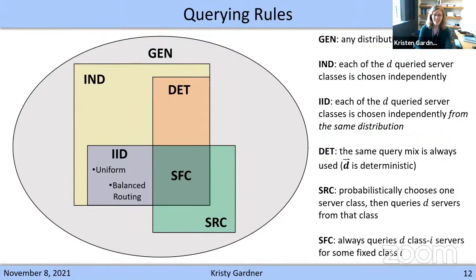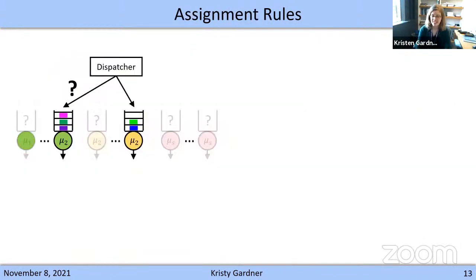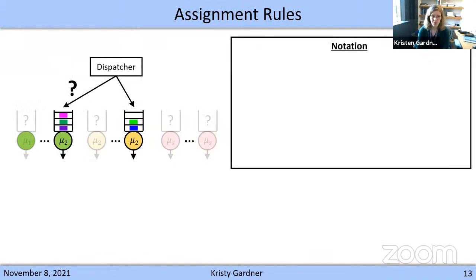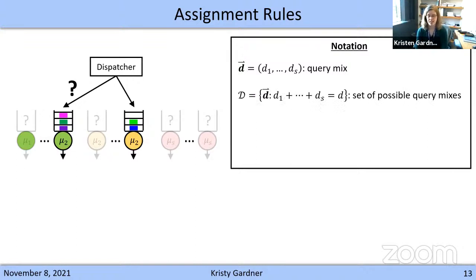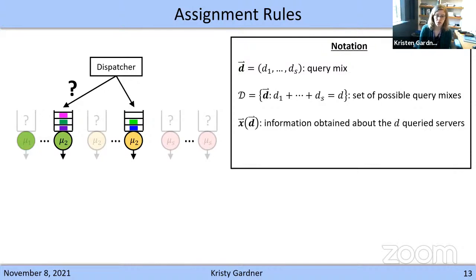All right, so given our space of querying rules, our goal is going to be to choose a good querying rule, choose a parameterization that yields low mean response time. The second part of our dispatching policy then consists of our assignment rule. So again, we're going to need a little bit of notation to think about different possible assignment rules. Our D vector again tells us our query mix, and our script D tells us the set of possible query mixes. Once we query our servers, we're going to get some additional information.